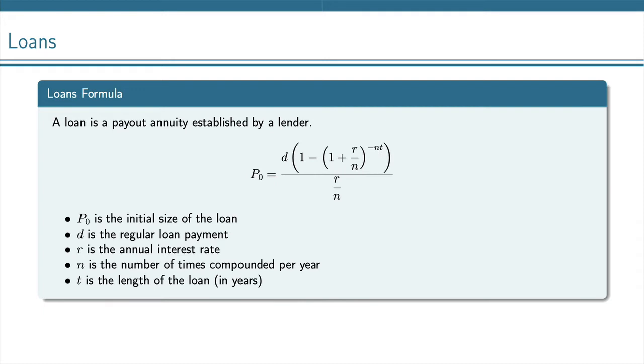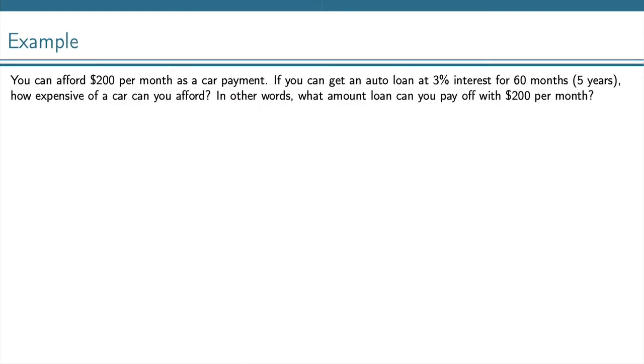So let's go ahead and look at an example of this. You can afford $200 per month as a car payment. If you can get an auto loan at 3% interest for 60 months or 5 years, which is a typical length for a car loan, how expensive of a car can you afford? In other words, what amount loan can you pay off with $200 per month?